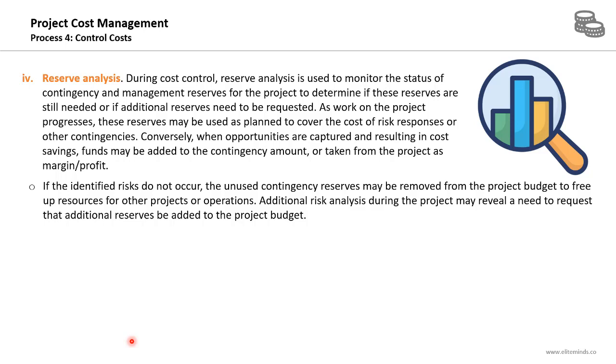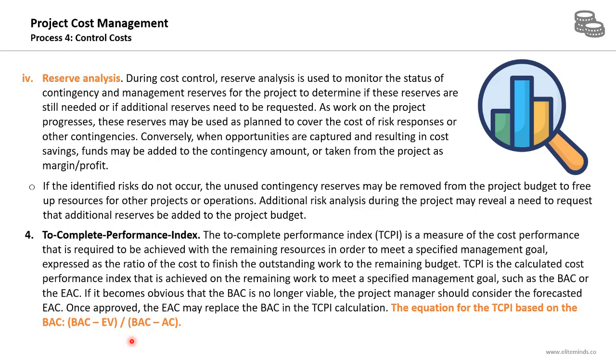Additional risk analysis during the project may reveal a need to request that additional reserves be added to the project budget. The last tool of this process is the to complete performance index, and you should expect at least one question in the exam about this tool. It's a measure of the cost performance that is required to be achieved with the remaining resources in order to meet a specified management goal, expressed as the ratio of the cost to finish the outstanding work to the remaining budget. So it's the ratio of the cost to finish the outstanding work to the remaining budget on the project.